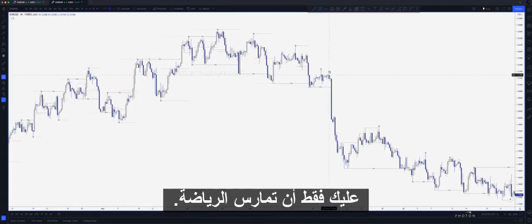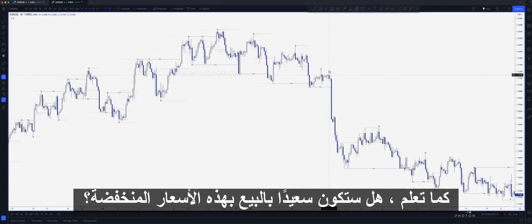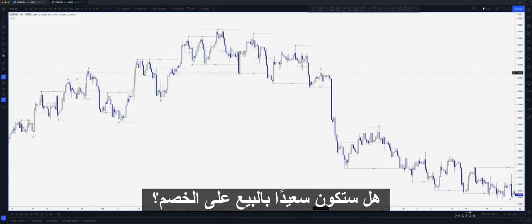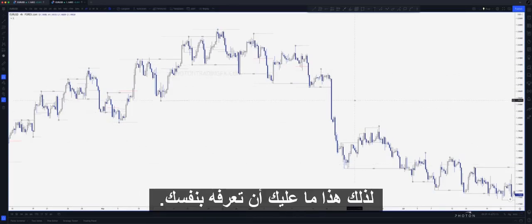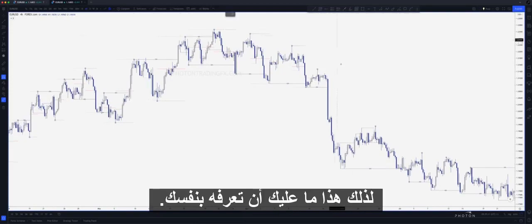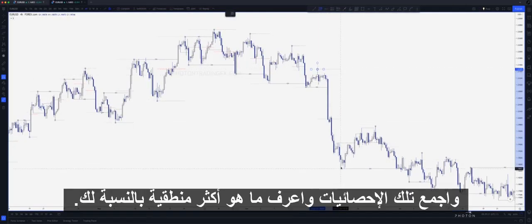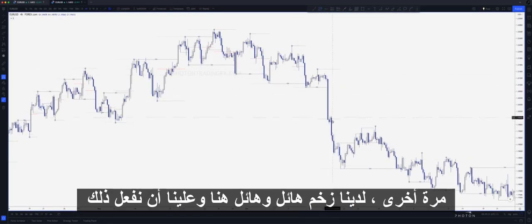You're just going to have to work out, are you going to be happy to sell in those low prices, right? Are you going to be happy to sell on the discount? There are going to be plenty of times where you still get massive risk to reward, okay? So this is what you're going to have to figure out yourself and collect those stats and see what makes most sense to you. So again, we have massive momentum here.